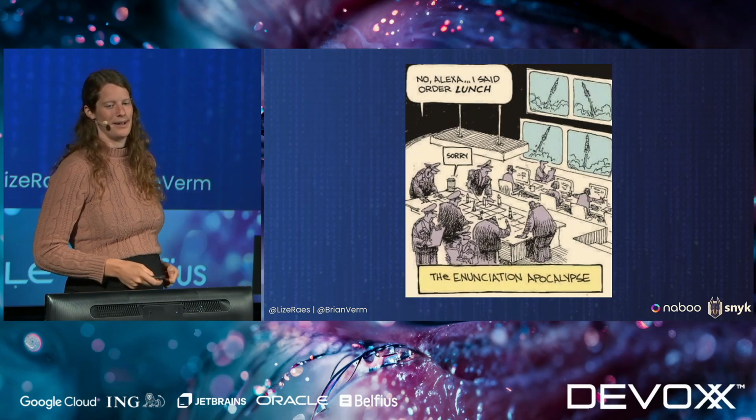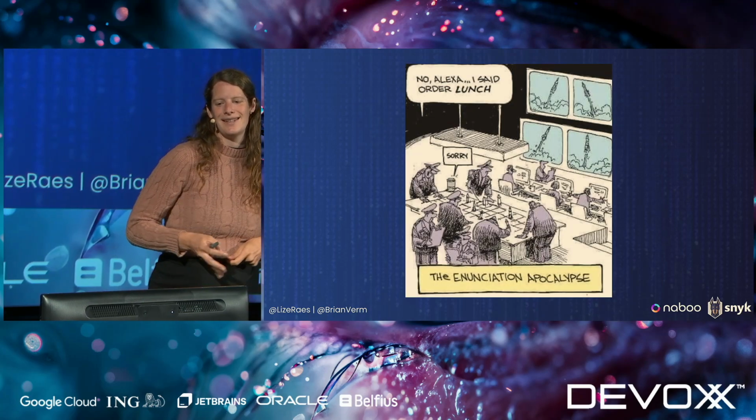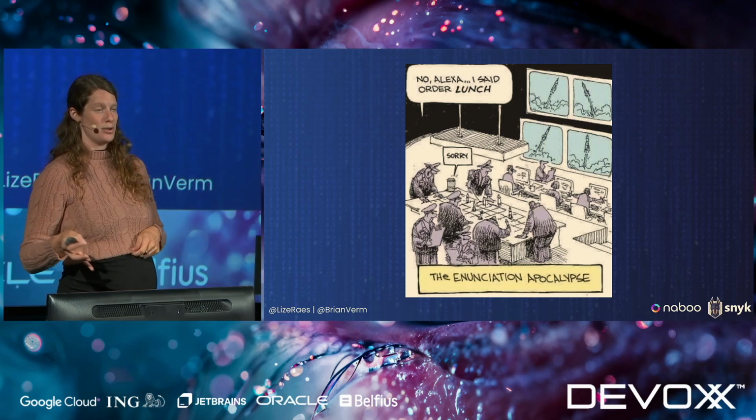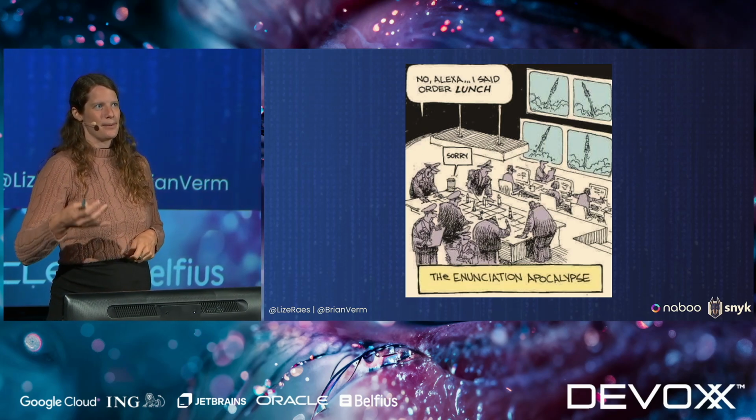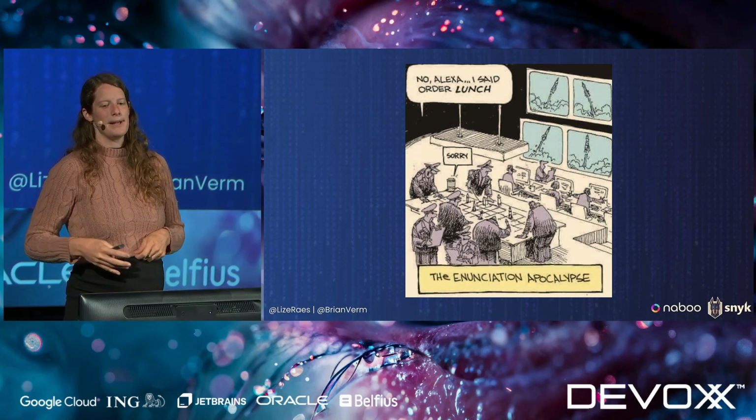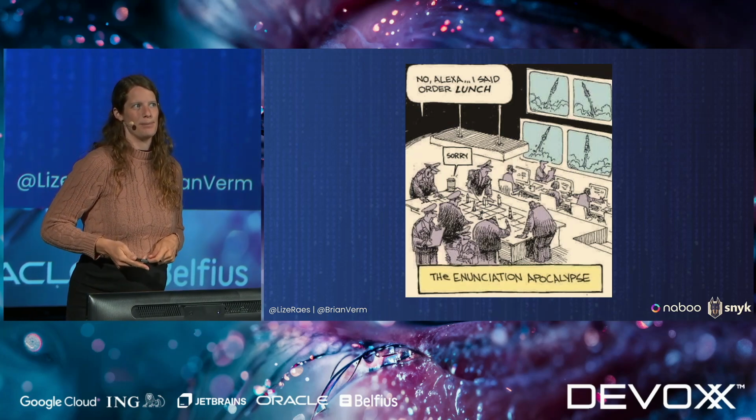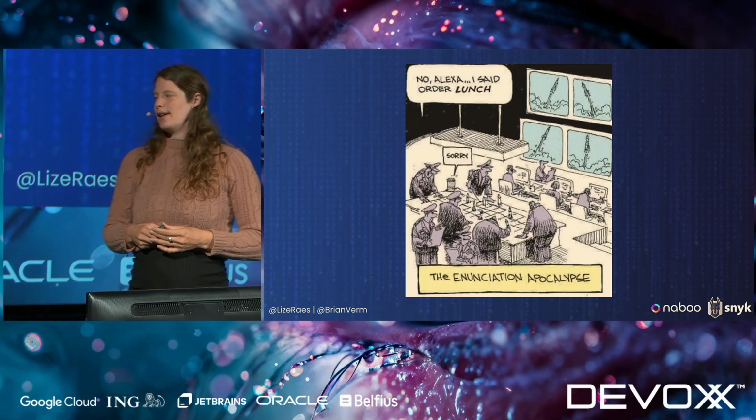And then this one I just find very funny. No Alexa, I said order lunch, lounge. It's another way in which your input, you want to manage this a bit, and you want to be sure that you have the right permissions for your LLM or whatever.